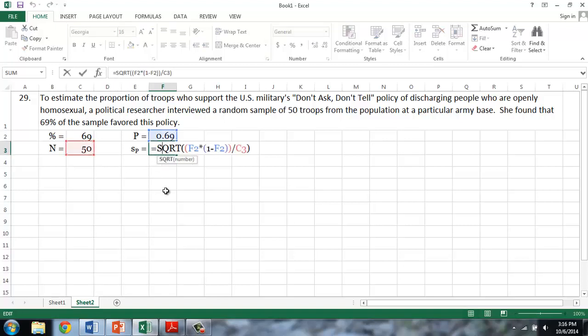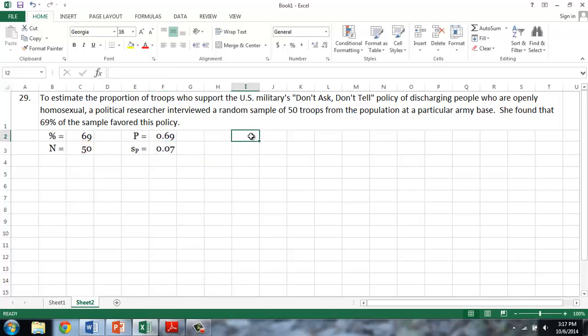You'll notice that I have to include a fair number of parentheses in order to ensure that Excel calculates the standard error in the correct order. Specifically, I first want Excel to calculate 1 minus the proportion, then multiply it by the proportion, then divide by the sample size, and then finally take the square root.